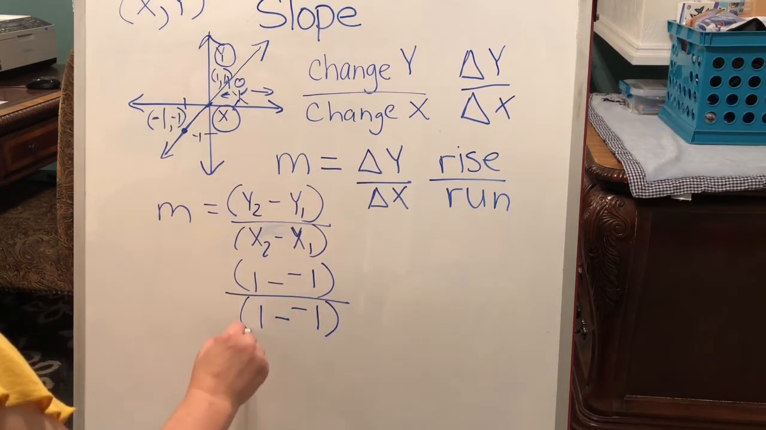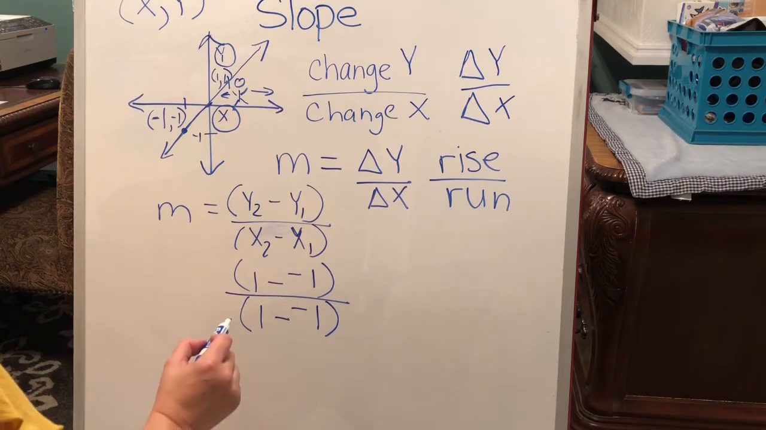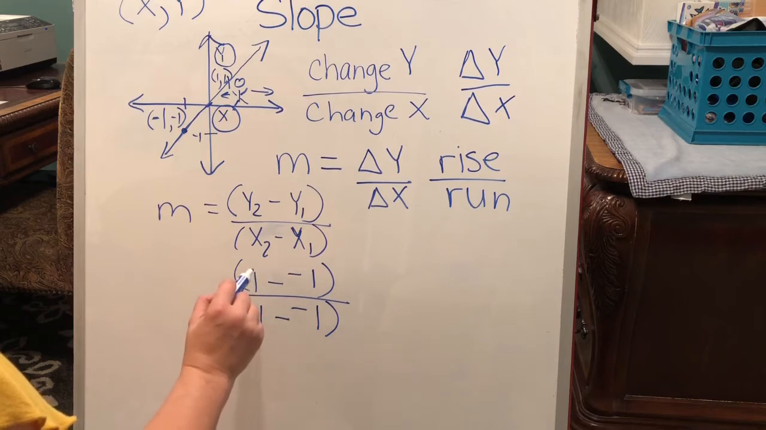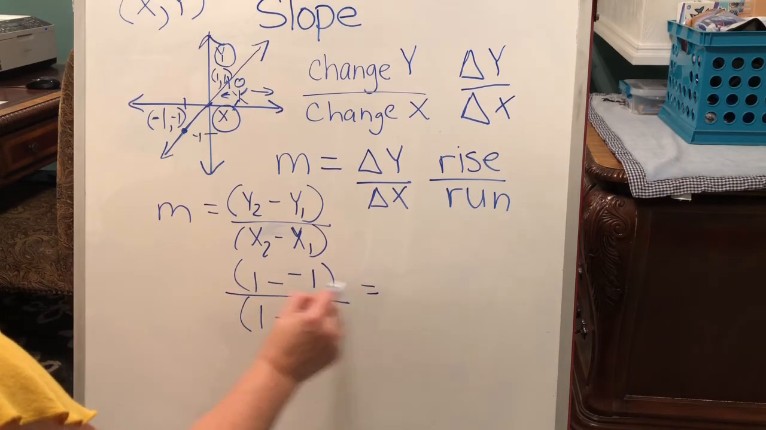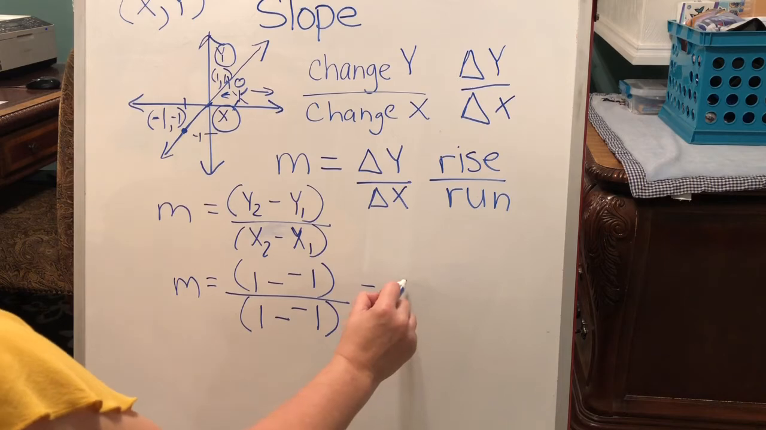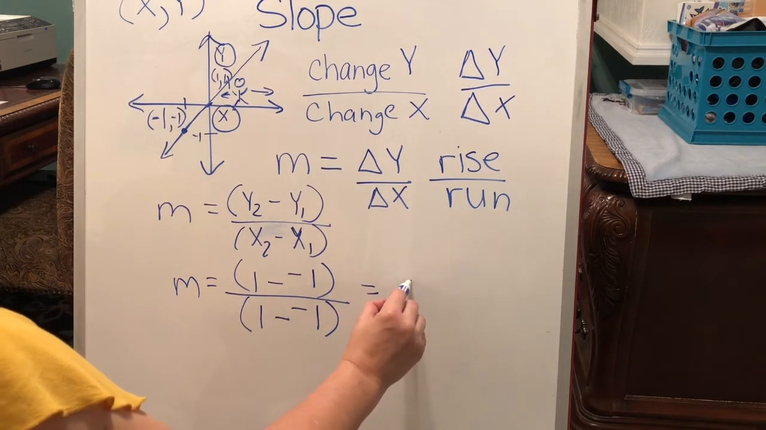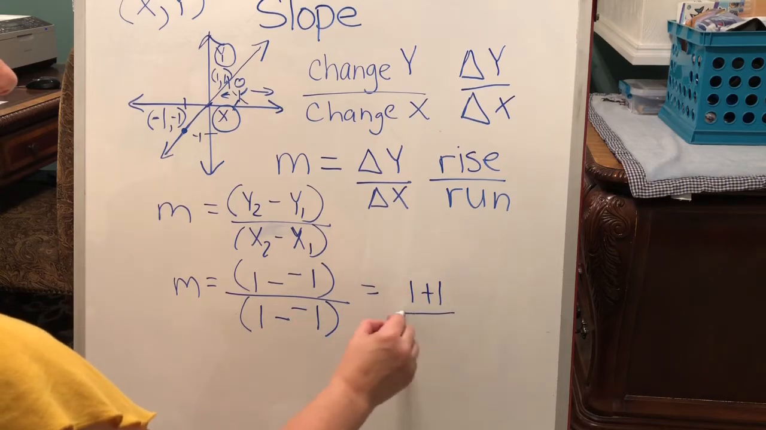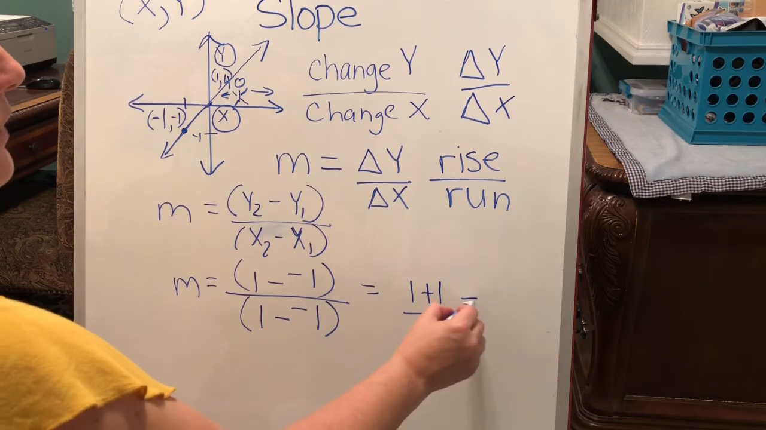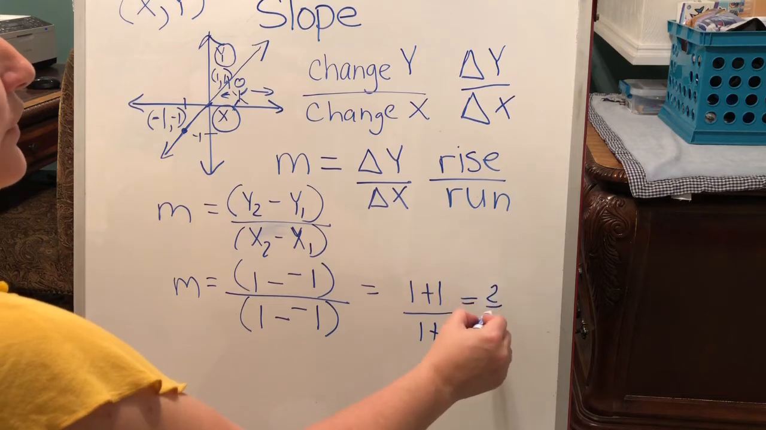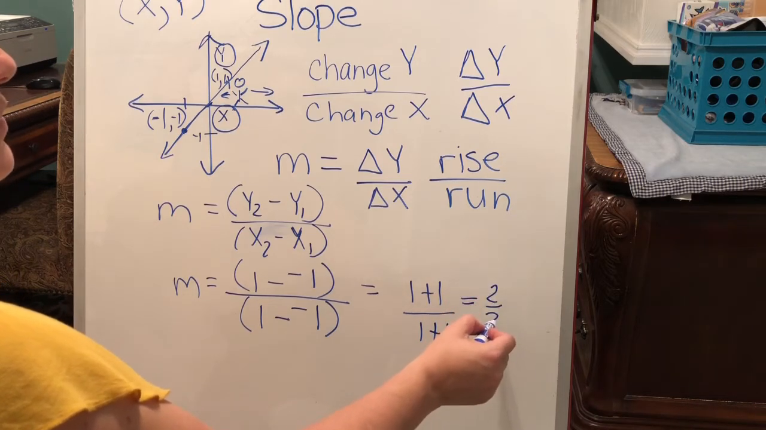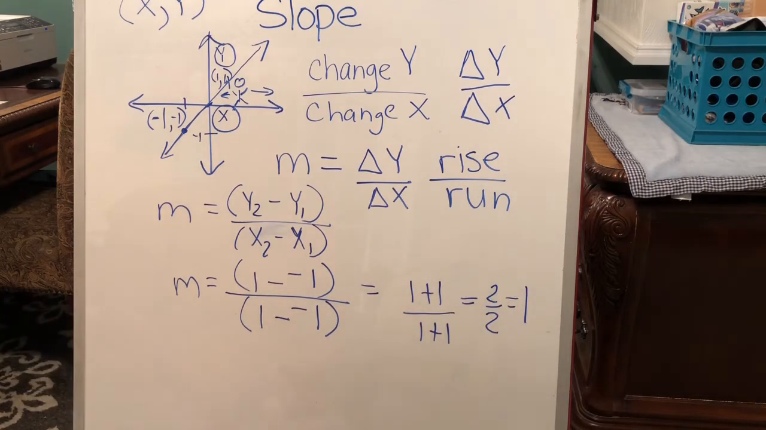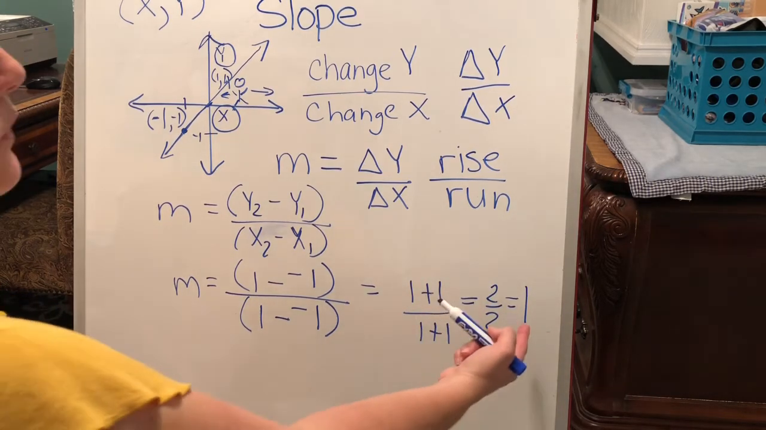Okay, so when we minus a minus, we can plus. And so 1 minus a minus is really 1 plus 1. So we have 1 plus 1, right? And then this is the same thing on the bottom, 1 plus 1, and we get 2 over 2, and we know 2 over 2 makes 1. All right, so our slope or our change is equal to 1.